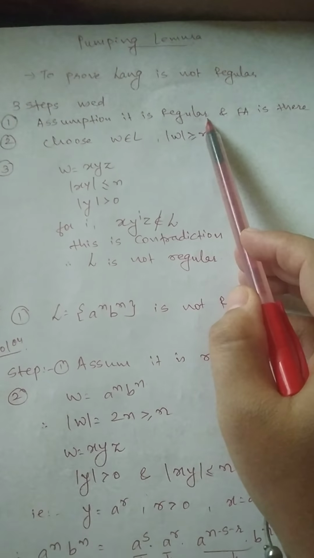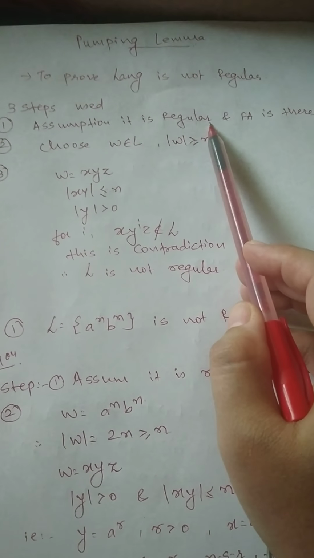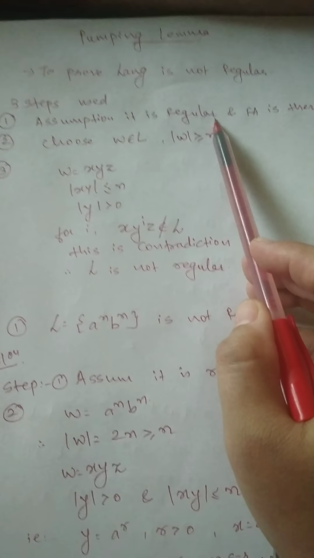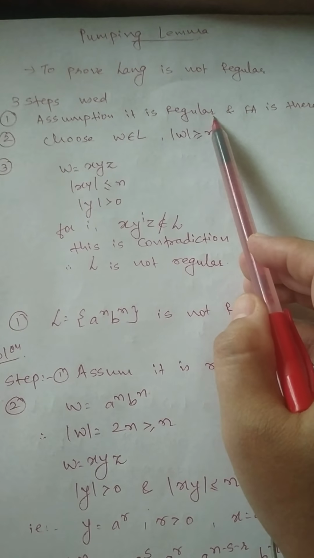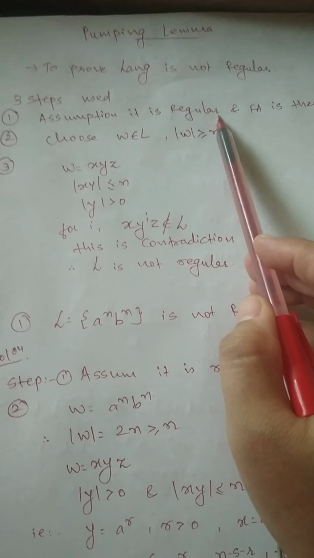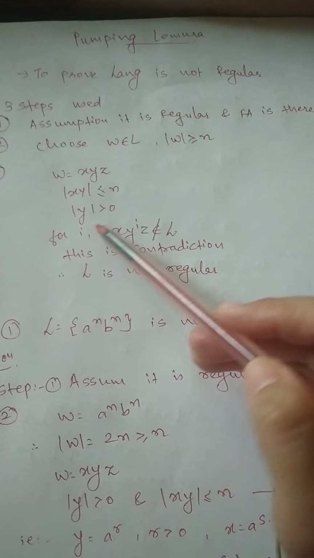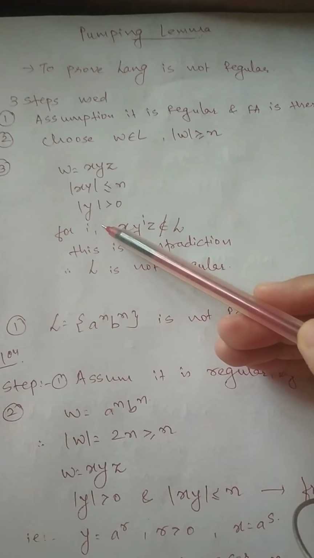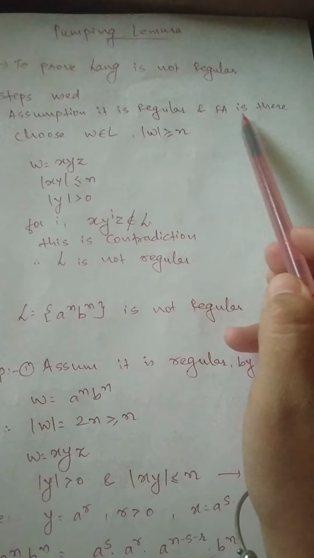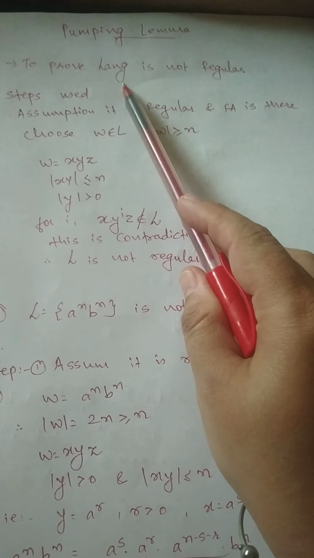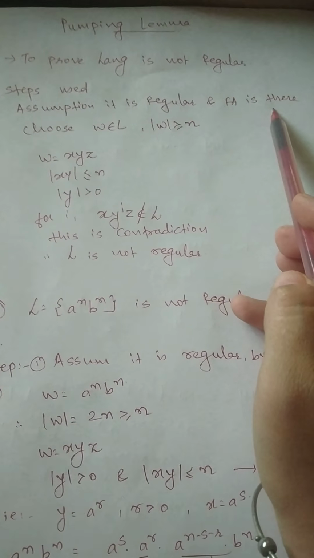There are 2 methods for proving any statement, contradiction and contrapositive. Here we will apply the contradiction method. That means if we have to prove our language is not regular, we will take the reverse of that. First we will assume it is regular, and by the theorem steps we will prove that whatever we assumed was wrong. So the first step is we assume that it is regular and an FA is there for it.